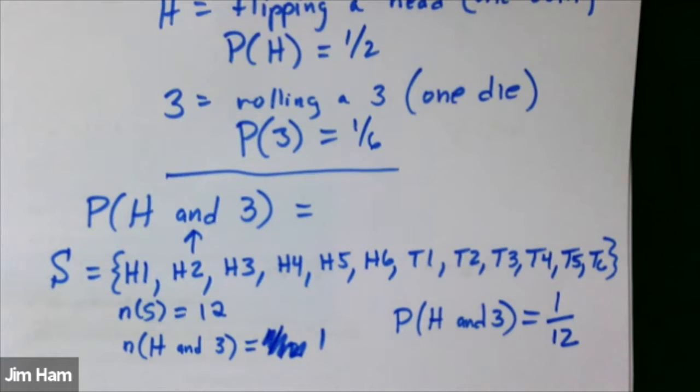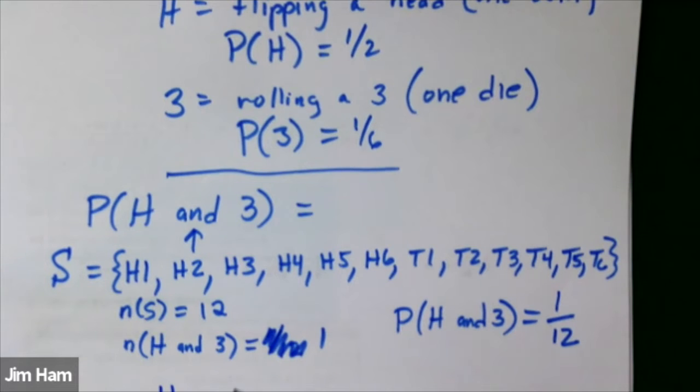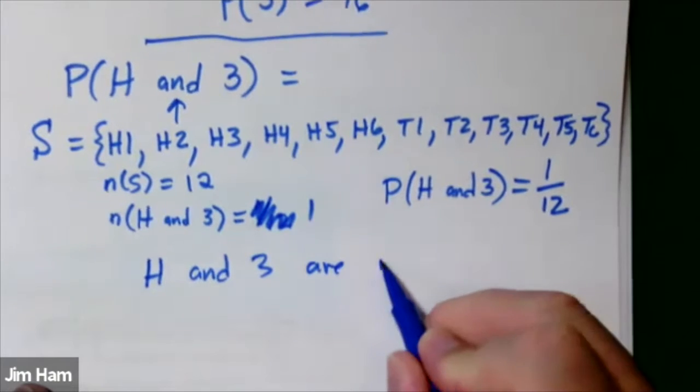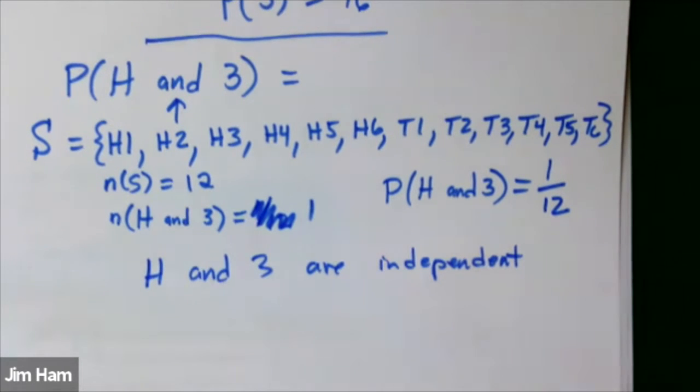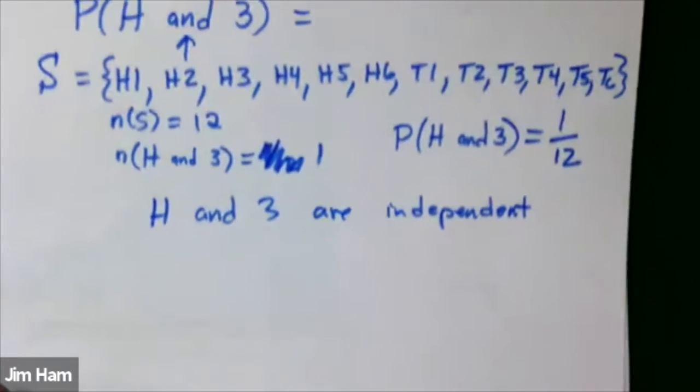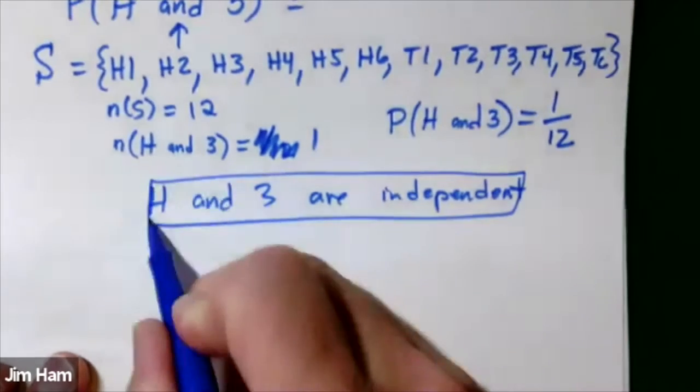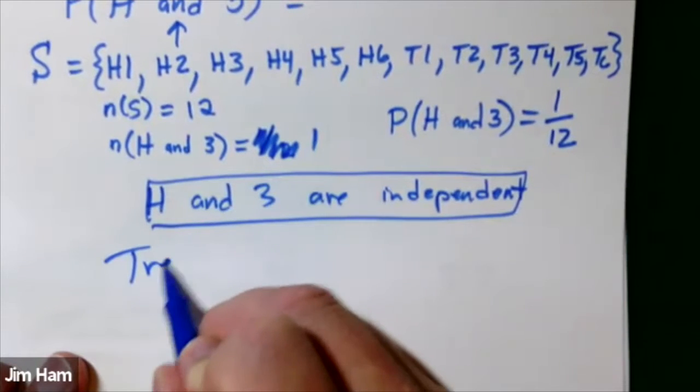When that happens, we say that those two events, flipping a coin and rolling a die, are independent. One does not influence the other. So we would say H and 3 are independent. Knowledge of the roll that you get on the die does not change if you know the outcome of the coin toss. All right, now I'm going to introduce, okay, so this is important. Now I'm going to introduce a tree diagram.